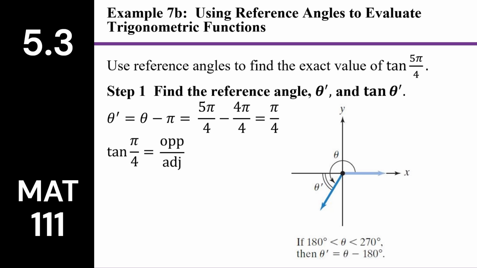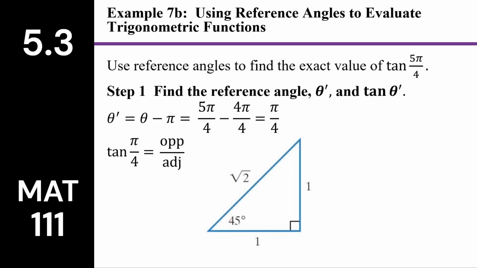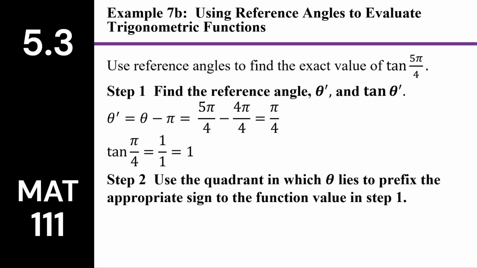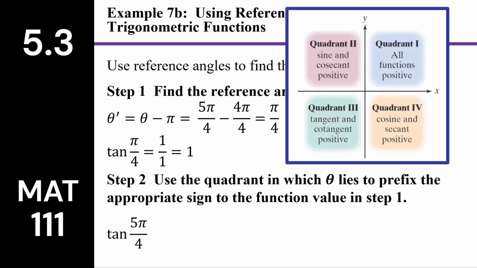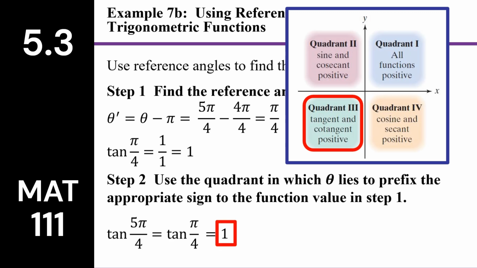So now we find the tangent of pi over 4, which is the opposite over the adjacent. And from 45 degrees, the opposite is 1 and the adjacent is 1, so that reduces to 1. Step 2, we use the quadrant to determine whether that's going to be a positive 1 or a negative 1. 5 pi over 4 is in the third quadrant, and since the tangent is positive in the third quadrant, these values will match, so we get a positive 1.